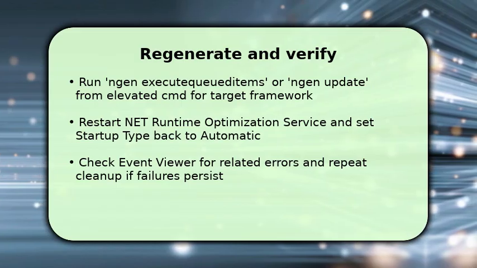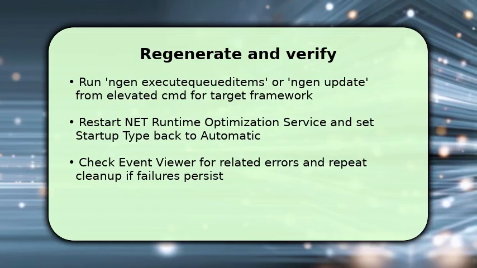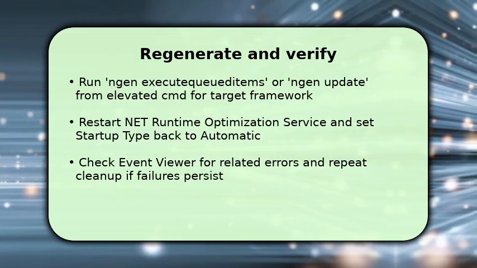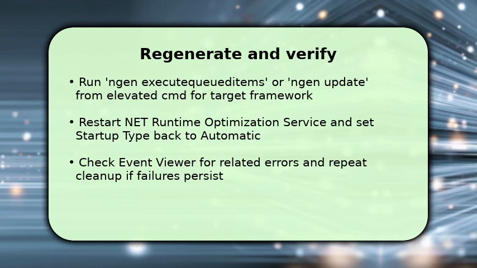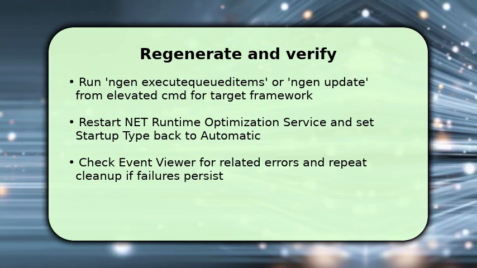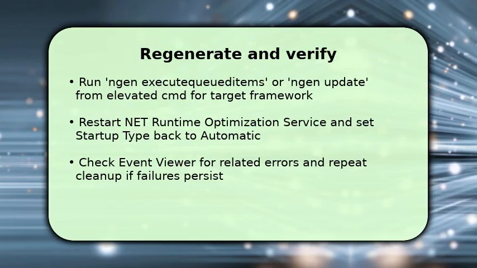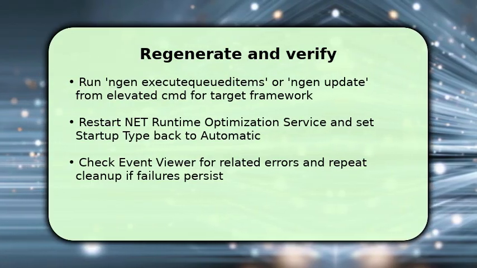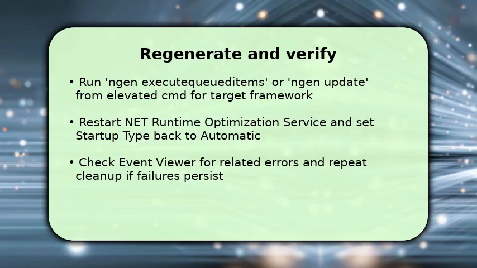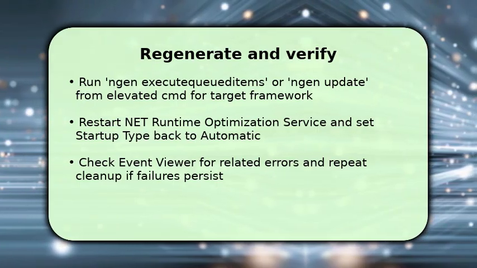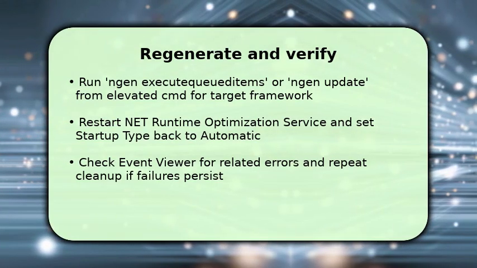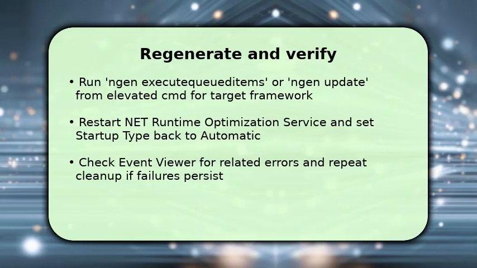Once done, restart the .NET Runtime Optimization Service and set its startup type back to automatic so background optimizations resume. Finally, verify success in Event Viewer under Application and System logs. If you still see errors, repeat the cleanup steps or run sfc/dism again. That single troubleshooting tip usually catches lingering corruption.